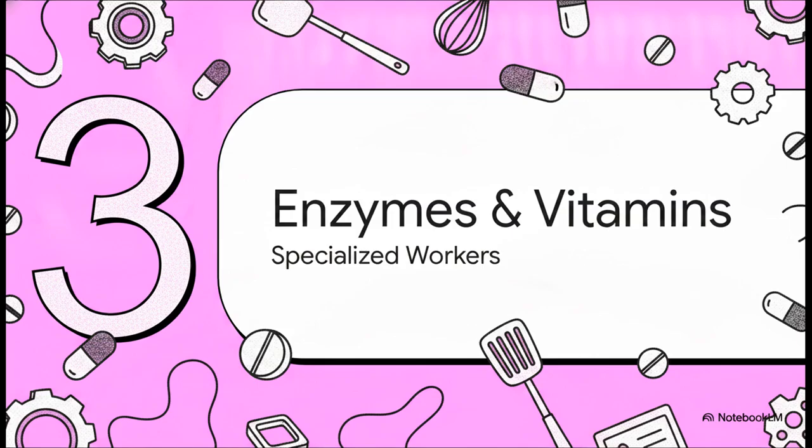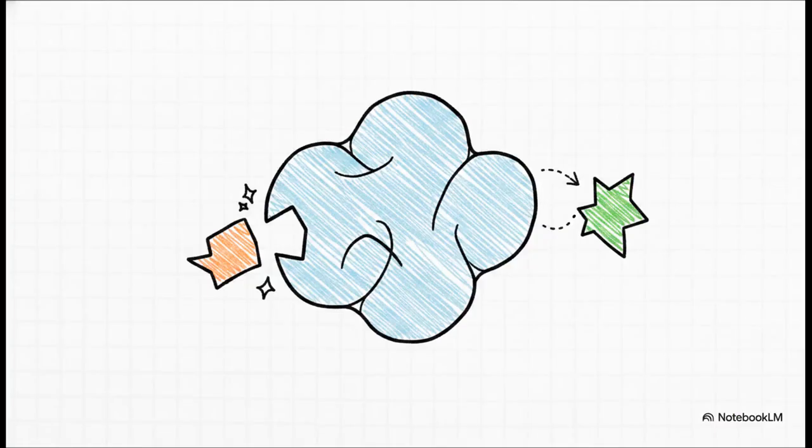Moving right along to Section 3, enzymes and essential vitamins. These are the highly specialized workers of our biological kitchen. Think about digestion, absorption, energy production. These are complex sequences of chemical reactions, and they need to happen incredibly fast, but under the very mild temperature and pH conditions of our bodies. This entire operation is only possible thanks to enzymes.